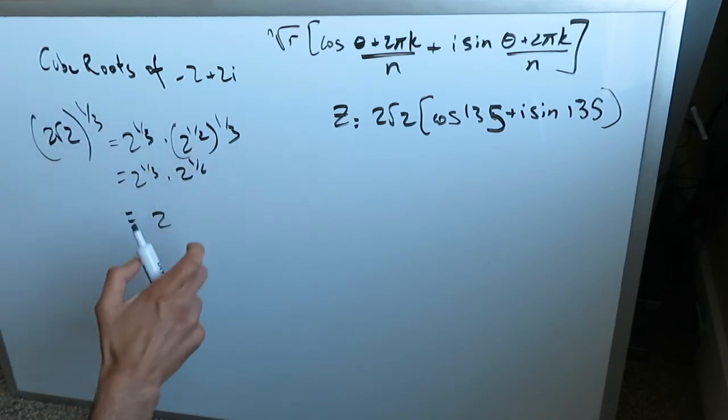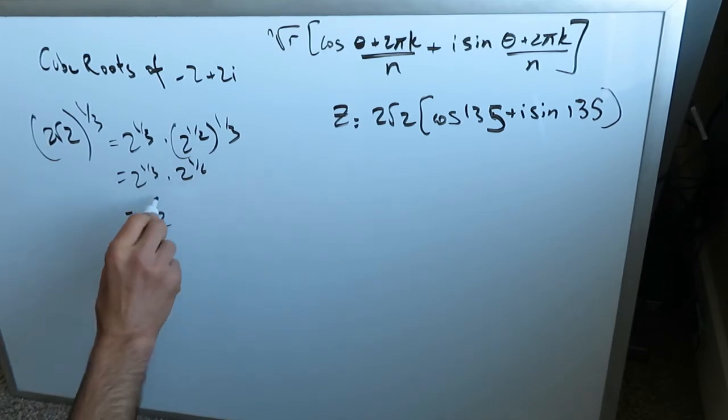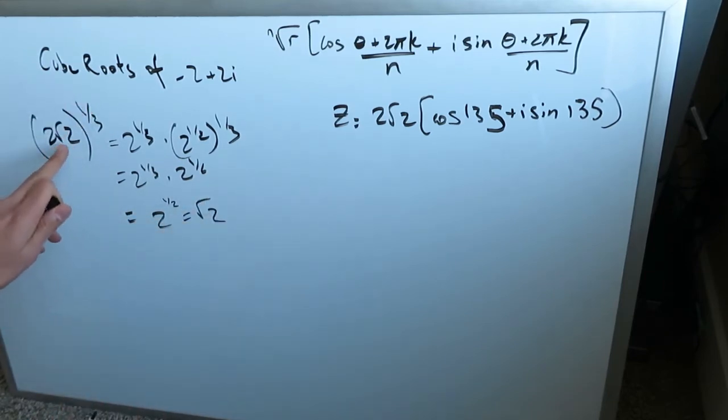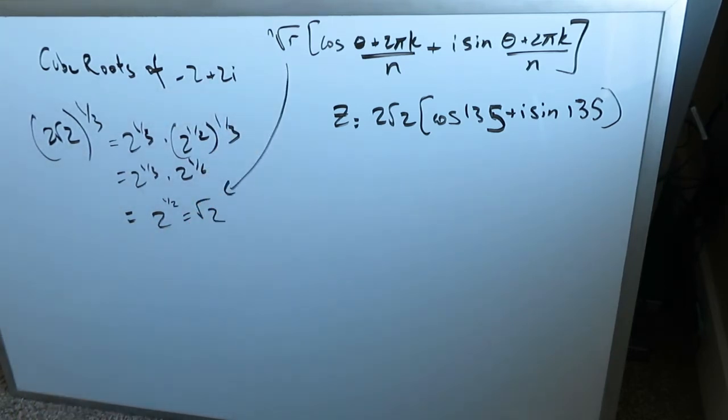1 over 3 plus 1 over 6 gives you what? Based on the law of exponents, it is 1 over 2. So the cube root of 2 root 2 is equal to root 2. This right here is going to represent this value right here, root 2. So we got everything we need now to start doing the actual question.